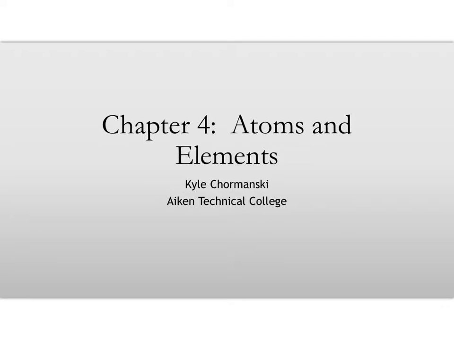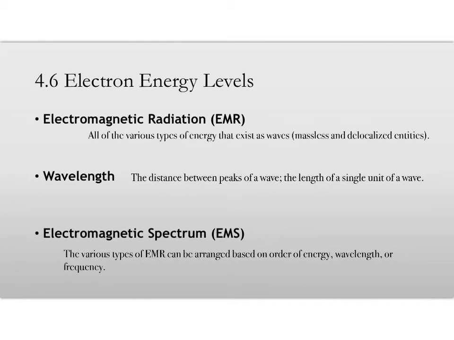This will be the final lecture in Chapter 4, Atoms and Elements, and it will cover sections 6 and 7, which are electron energy levels and trends in the periodic table. So section 4.6 is electron energy levels.